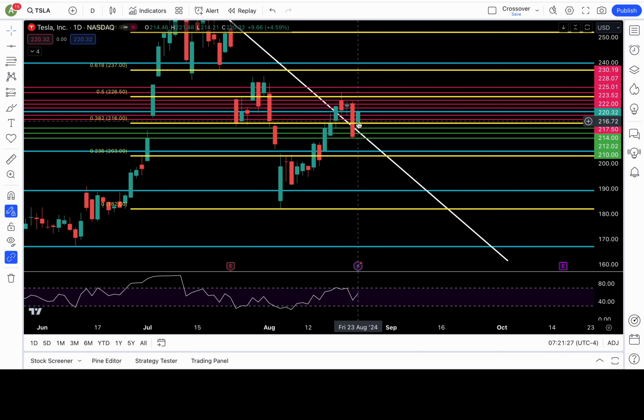220.32. Right around, that's actually where they close on Friday. So big money decided to do something at the end of day for Tesla. So at this point, I'd expect a gap up or a gap down based on that, but we'll see how it goes.